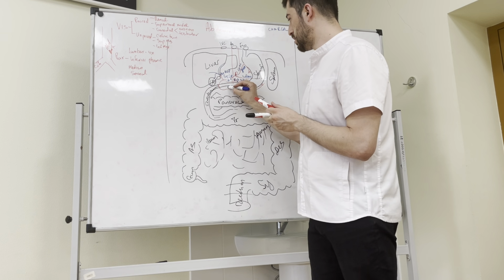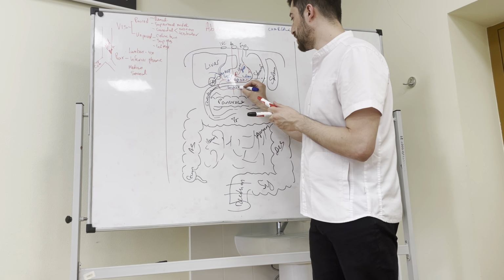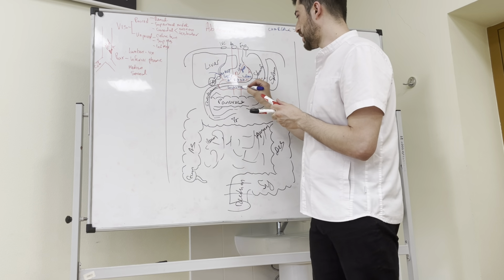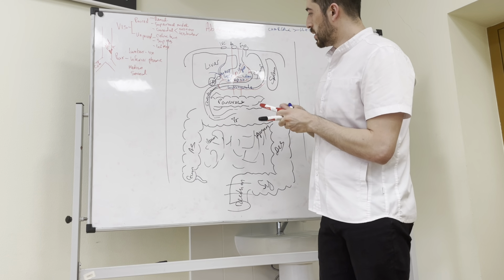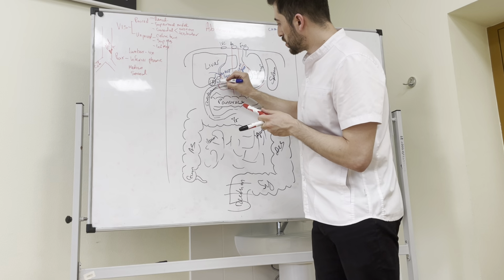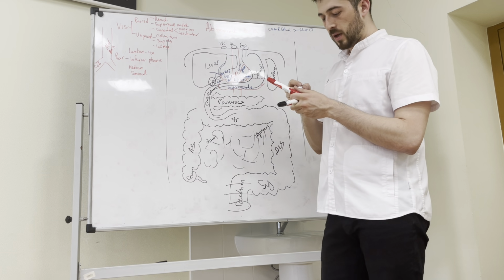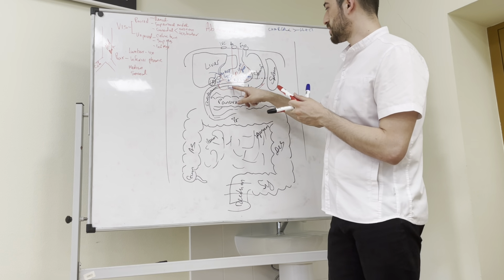Gastro-omental. Is it right or left? This is the right one. Yeah, and the right one is here. This will be gastroduodenal artery, yeah? And gastroduodenal artery, this is gastro-omental, right?